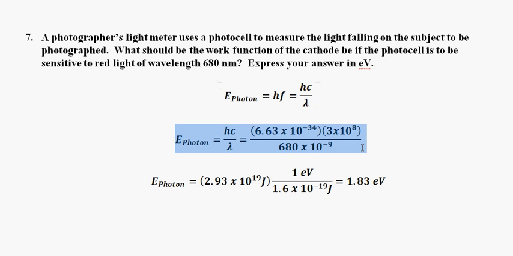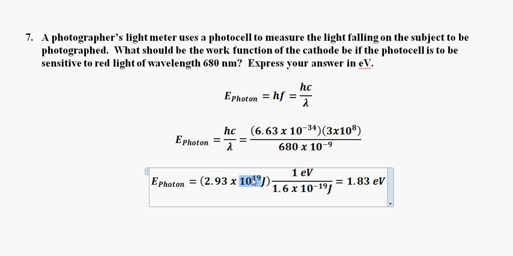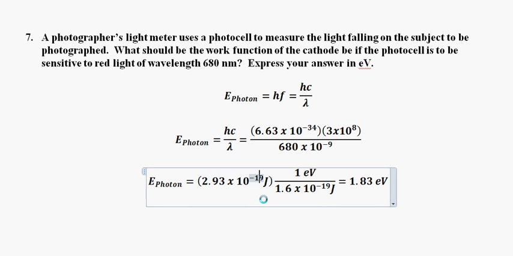Here I just plug in the numbers. And all this works out to an energy per photon of 2.93 times 10 to the, that actually is supposed to say minus, and we'll fix it right now. 2.93 times 10 to the minus 19 joules. But the problem asked me to express it in electron volts.